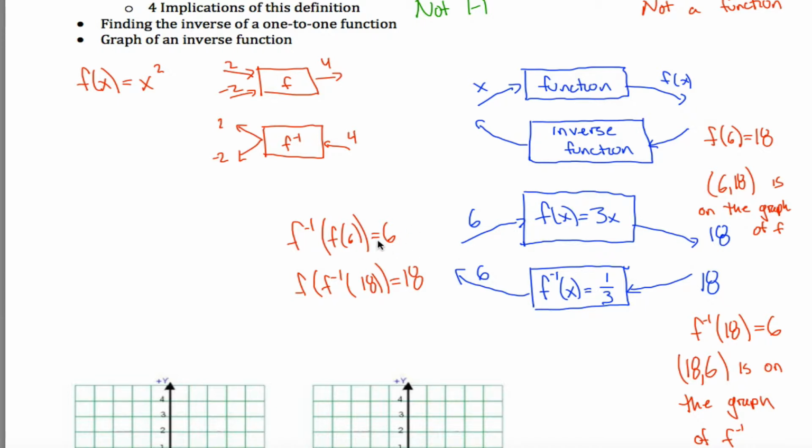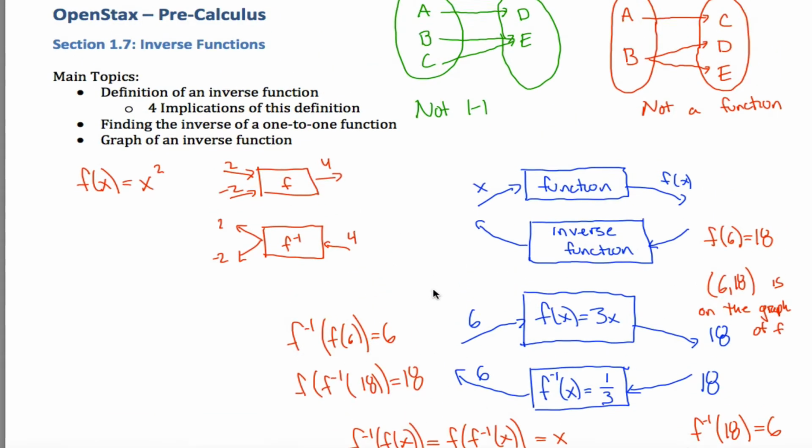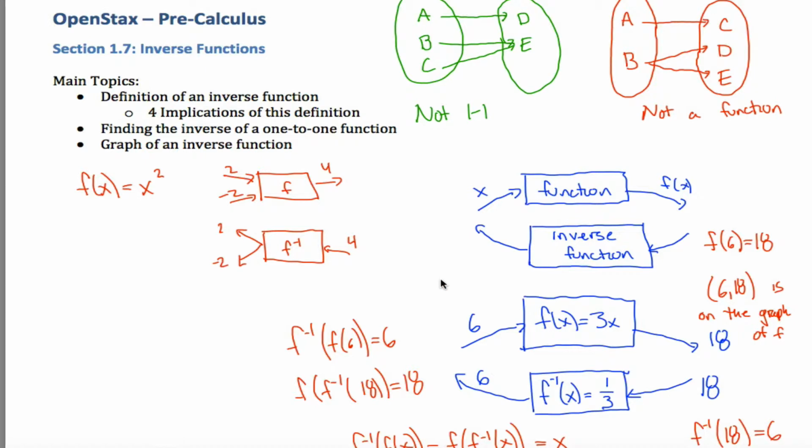And there's nothing special about 6's and 18's. I used those just to illustrate it with this example. It's true for any value of x. F inverse of f of x equals x. F of f inverse of x equals x. Composing a function with its inverse function in any order gets you x. Doesn't matter what you put in, if you do a function and its inverse function in any order, what comes out will be exactly what had gone in. That's all that I'm saying. That's the fourth implication of this definition.